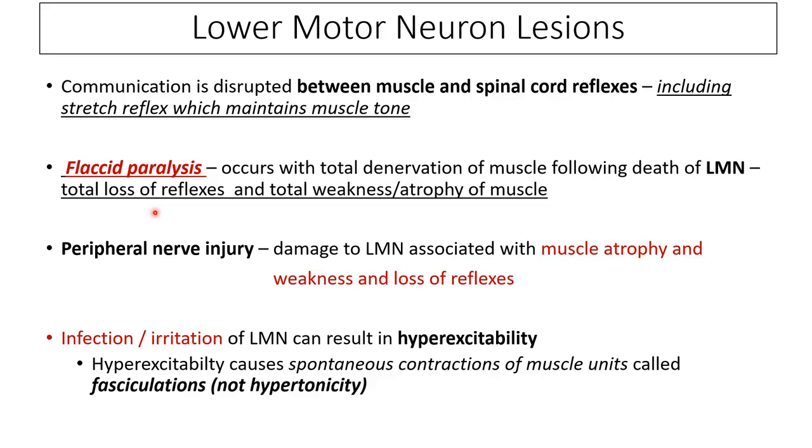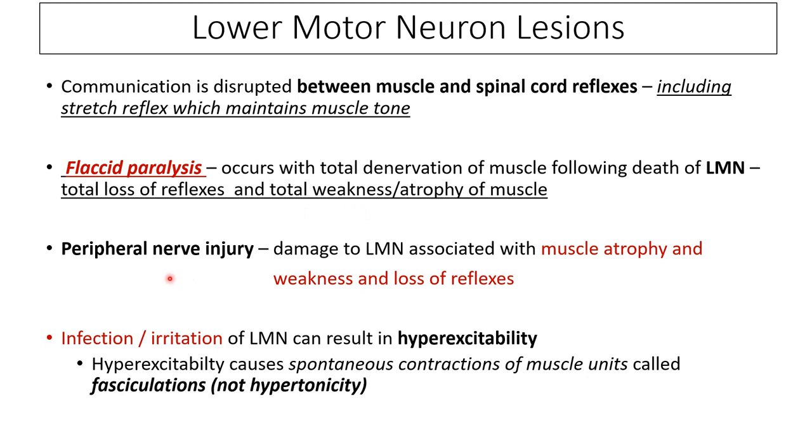So you'd be paralyzed, you wouldn't be able to move, but the muscle tone would be hypertonic, would be spastic. Okay, lower motor neuron lesions, if it's a complete lesion, results in a flaccid paralysis. So you would have a total loss of reflexes, including the deep tendon reflex, and total weakness, atrophy of the muscle group. So we see this with peripheral nerve injury as well.